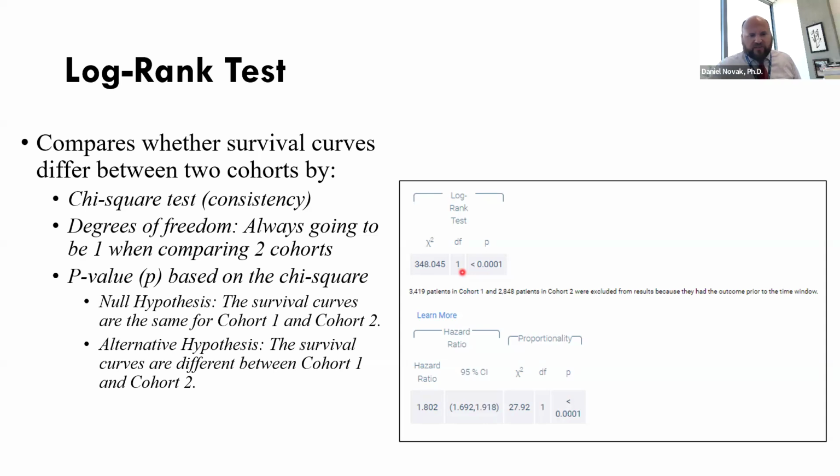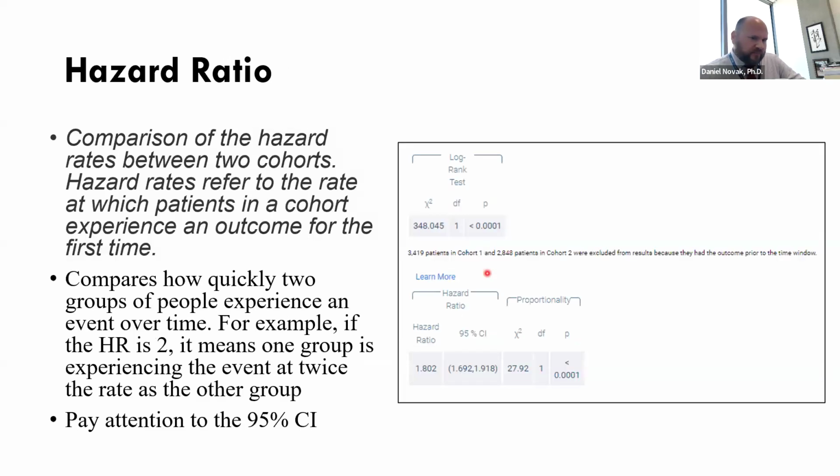It's always going to be 1 degree of freedom when you're comparing two groups because it's n-1, or j-1 for degrees of freedom. And your p-value tests the hypothesis of whether the curves are the same for groups 1 and 2. In this case, they are not.